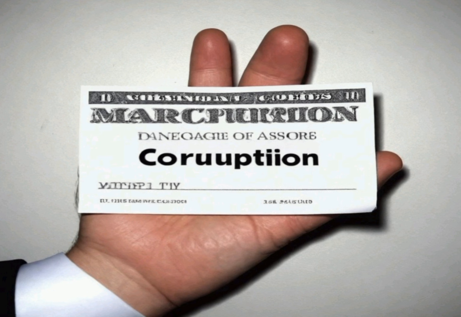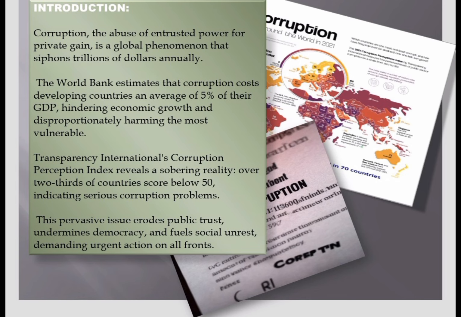Societies worldwide, the corruption. So, without wasting any minute, let's begin with the very essence of our discussion, the introduction to corruption. Corruption isn't just a word. Corruption, the abuse of entrusted power for personal gain, is a global phenomenon that siphons trillions of dollars annually. This pervasive issue erodes public trust, undermines democracy, and fuels social unrest, demanding urgent actions on all fronts.